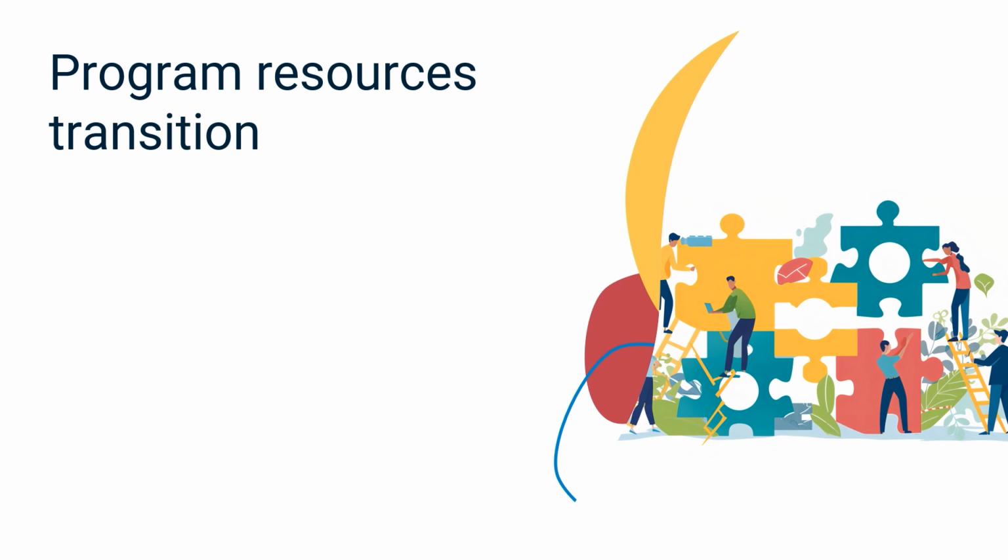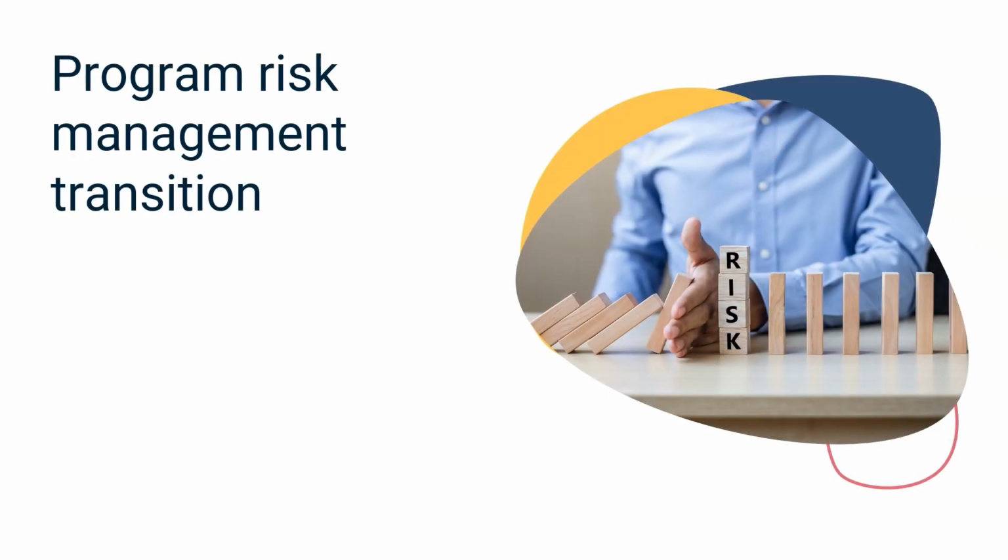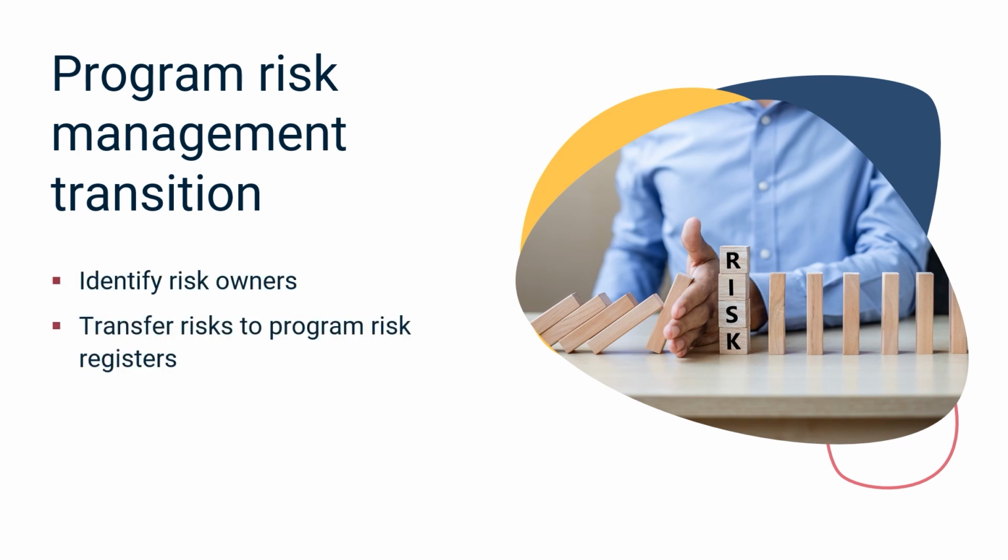All program resources must be released at the conclusion of the program. This may include reallocating or reassigning team members and/or transferring resource funding and resources to other programs or components. Resources must be released in an efficient and appropriate manner. Risks that remain can potentially impact or undermine benefits realization. Program closure should include activities to identify appropriate risk owners and transfer these risks to appropriate program or component risk registers for continued monitoring and control.